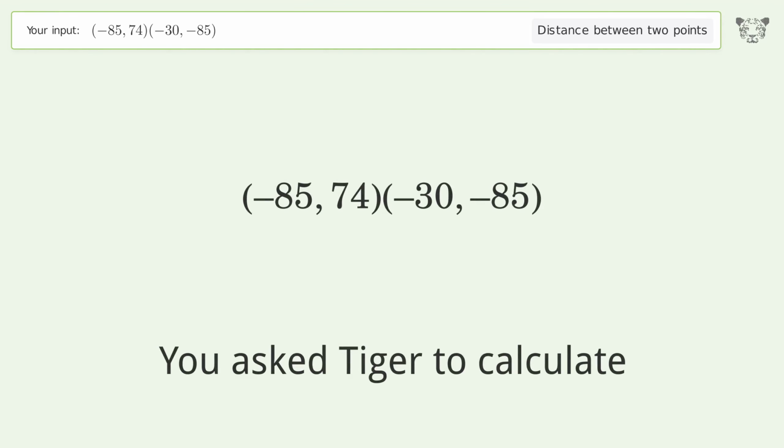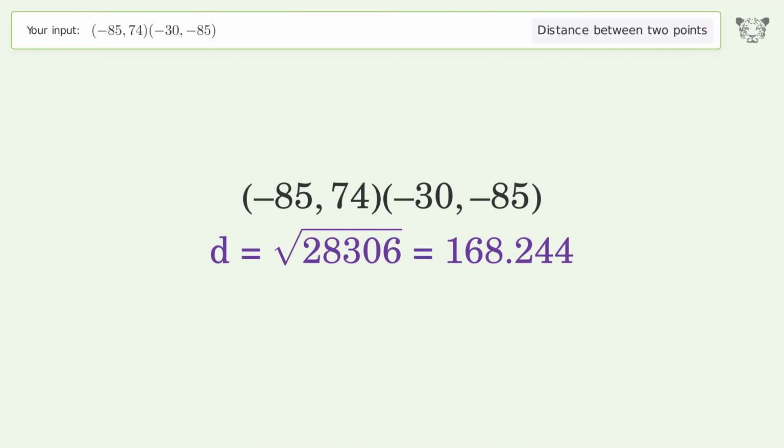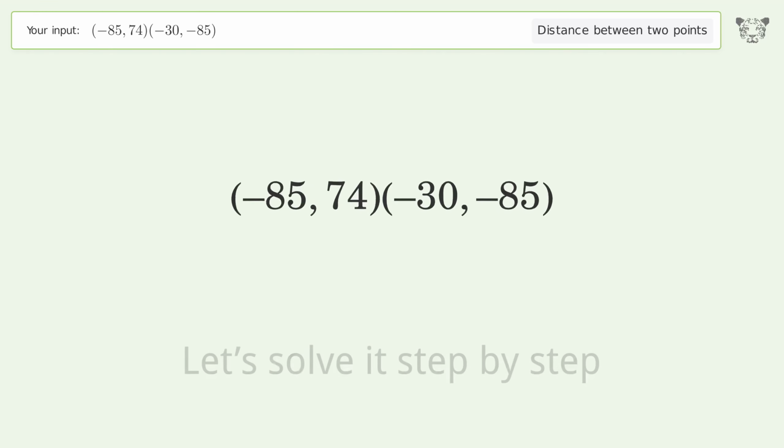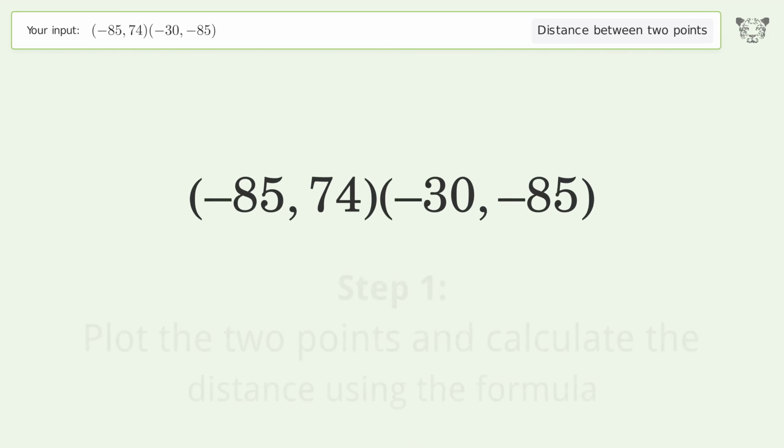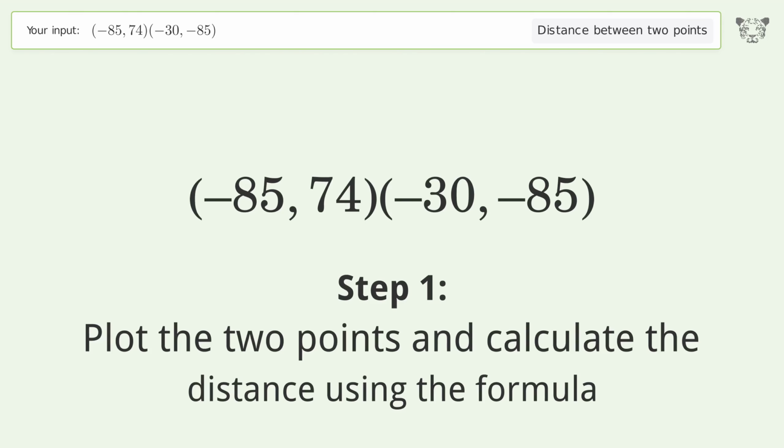You ask Tiger to calculate. This deals with the distance between 2 points. The distance between the 2 points is the square root of 28,306, or 168.244. Let's solve it step by step. Plot the 2 points and calculate the distance using the formula.